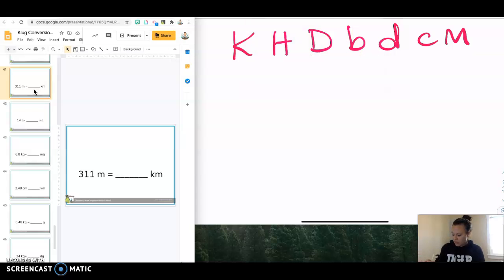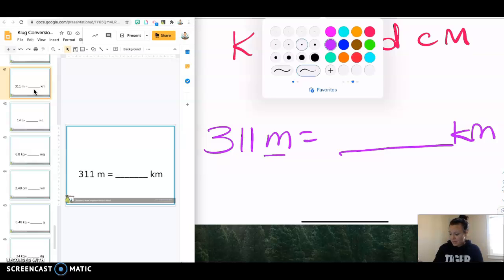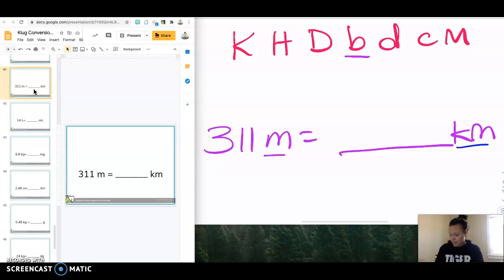So if I'm doing this conversion, 311 meters, and I want to know how many kilometers that is, I'm going to find my starting unit. My starting unit is meters, which I know is my base unit. Then I'm going to look for my ending unit, kilometers, and that's where my K is. So I'm going from base to kilometers, and I can put a little arrow down here that says that's the direction I'm going.